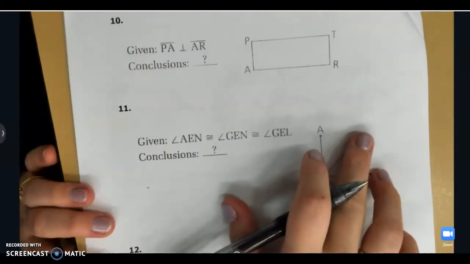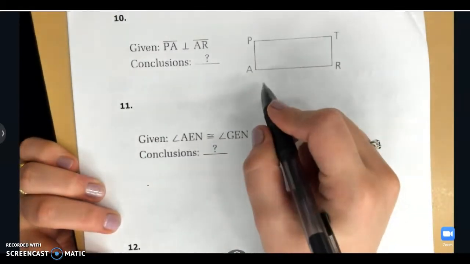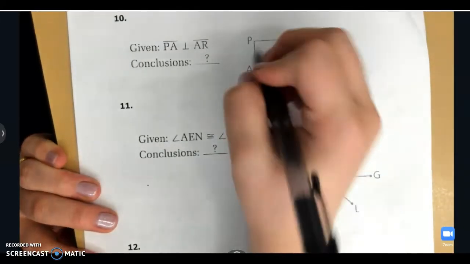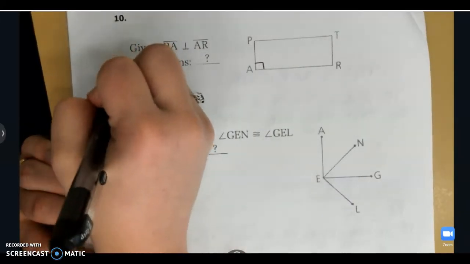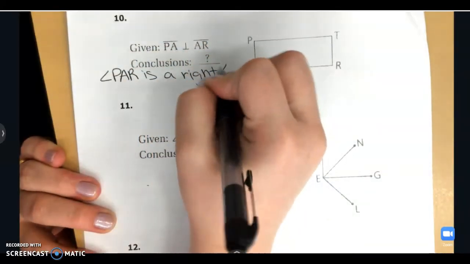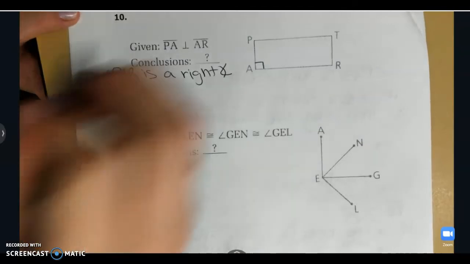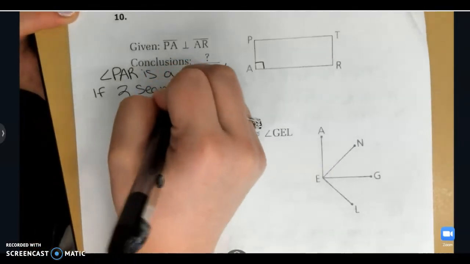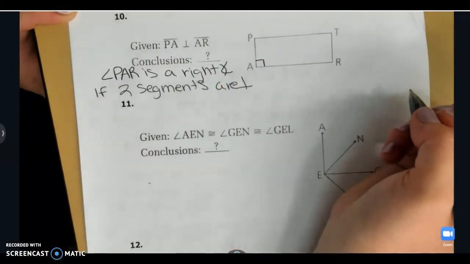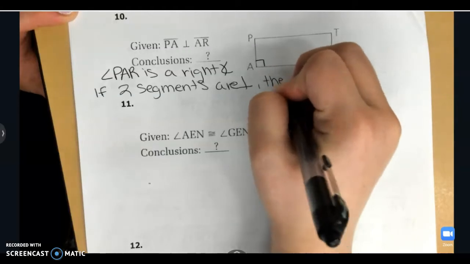Okay. Number 10. Last page. We're told that segment PA is perpendicular to segment AR. So our conclusion here would be that PAR is a right angle. And our theorem supporting that would be, if 2 segments are perpendicular, then they form a right angle.